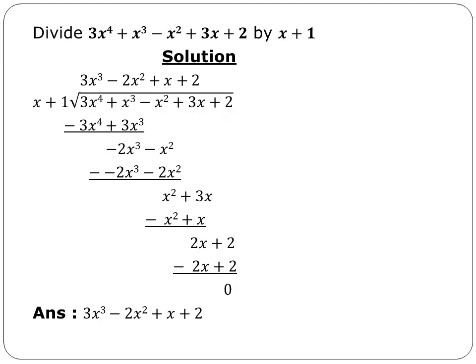So focus on the first term of the divisor and the first term of the dividend. That is 3x to the power 4 divided by x, which gives us 3x cubed, and we multiply by each term in the divisor. So 3x cubed times x is 3x to the power 4, and 3x cubed times 1 is 3x cubed. Perform the subtraction as usual. So we get x cubed minus 3x cubed is minus 2x cubed, and then 3x to the power 4 minus 3x to the power 4 is nothing.